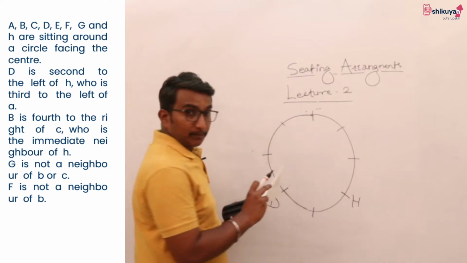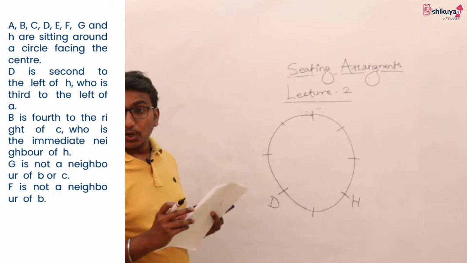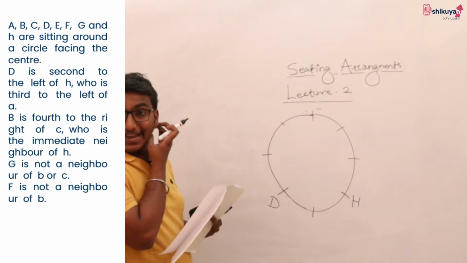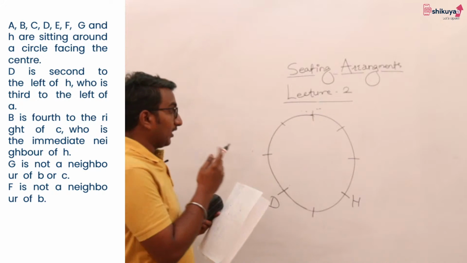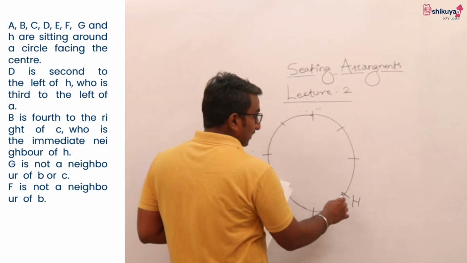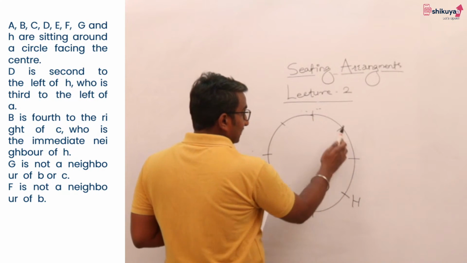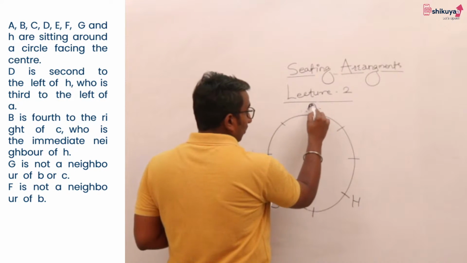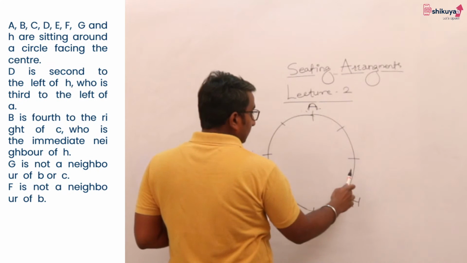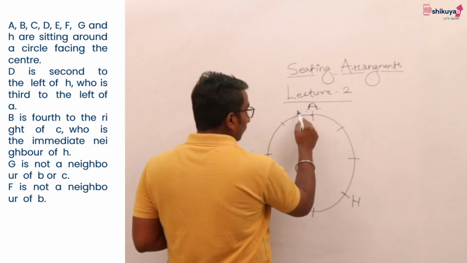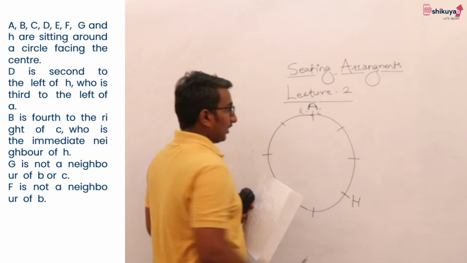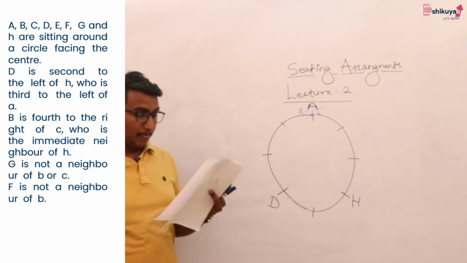Sorry, what they have given is that H is third to the left of A. So third to the left means A should come towards the right hand side. So suppose we assume A over here, because H is third to the left of A. So this is right, this is left for A, 1, 2 and 3. So we can assume A over there.